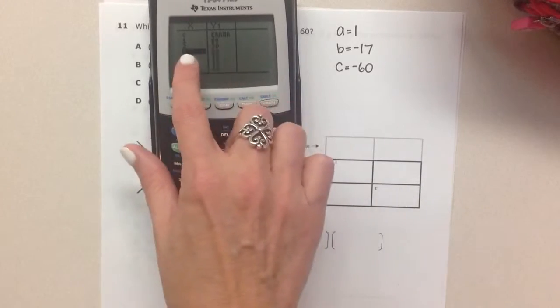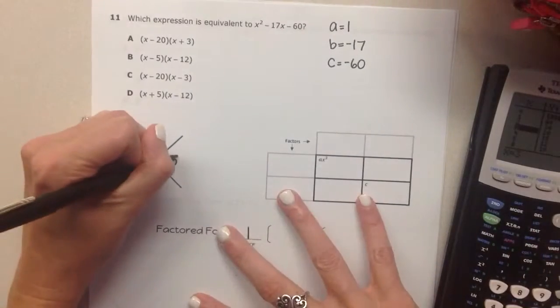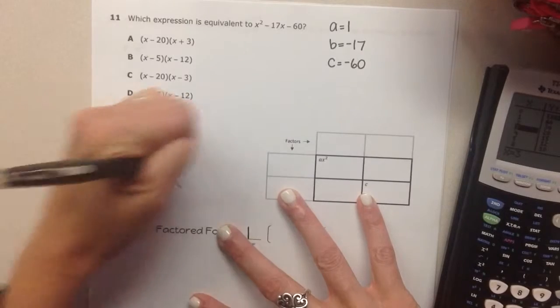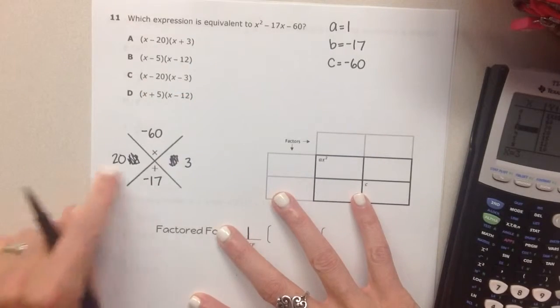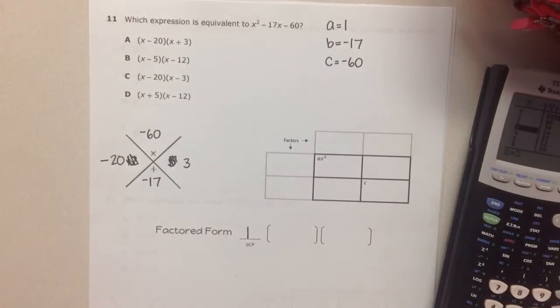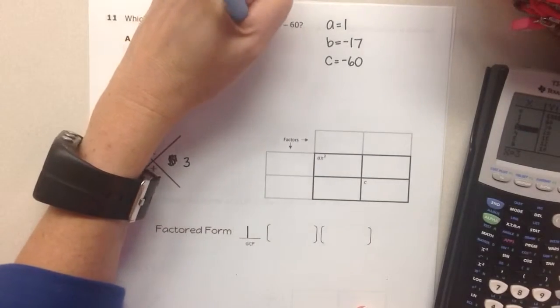And as I'm looking in the table, 20 and 3 will get me to 17. So I'm actually going to change this to 20 and 3. And for this to get me to a negative 17, the bigger number has to be negative. So I'm going to make that a negative 20. So now I'm going to put my trinomial into the boxes.